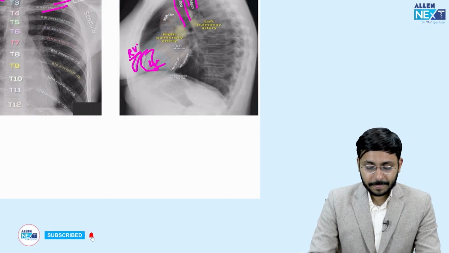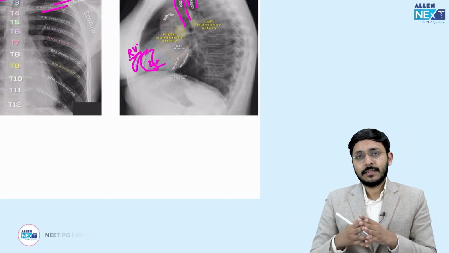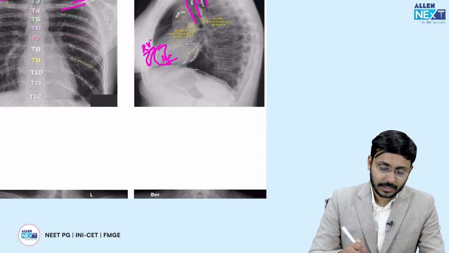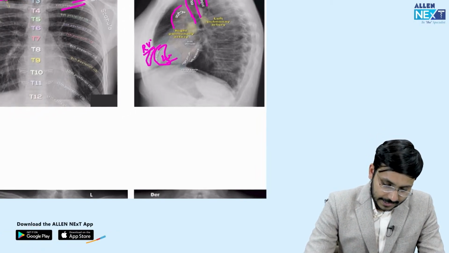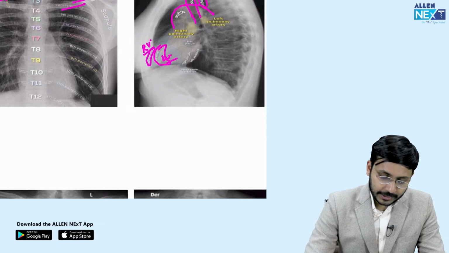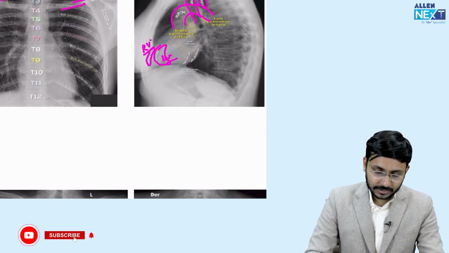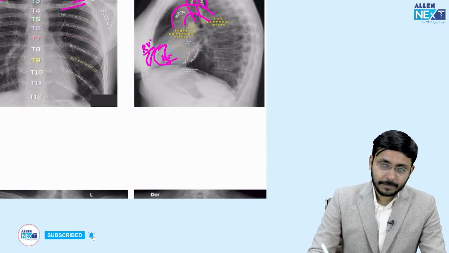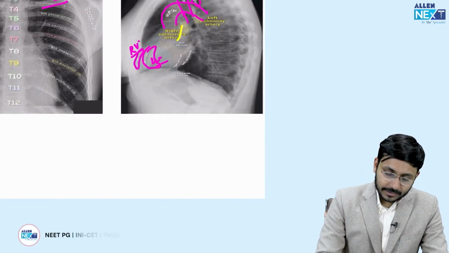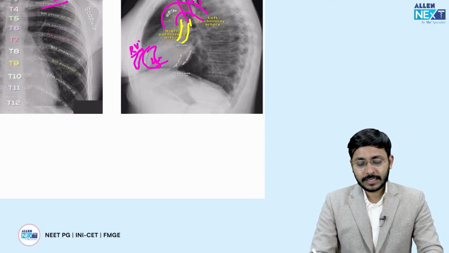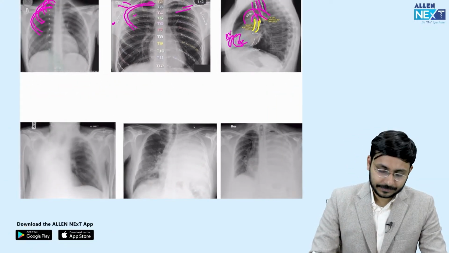Correct? So this was about your lateral chest X-ray. Now the aorta goes from anterior to posterior. So this is how your aorta goes. This will be your aortic shadow, and the main pulmonary artery is shown with these yellow lines.